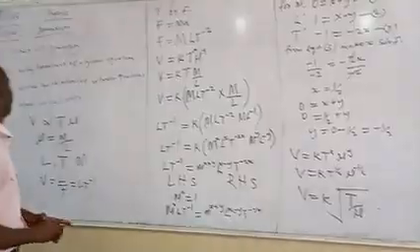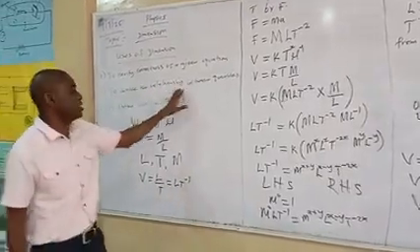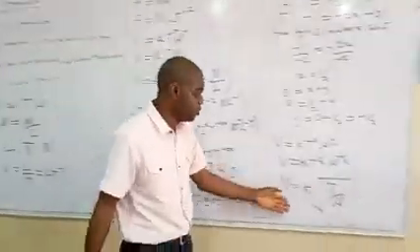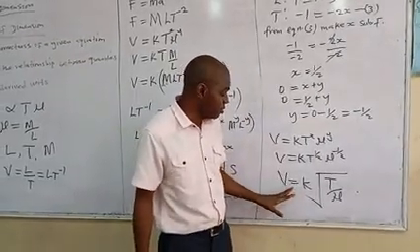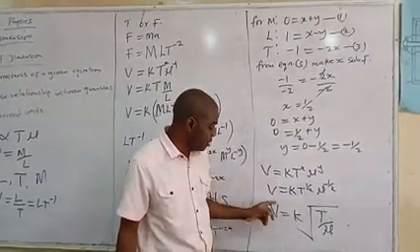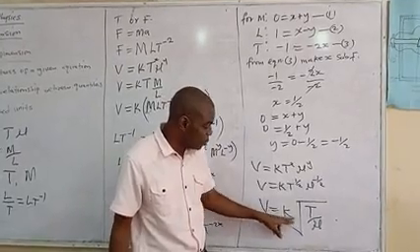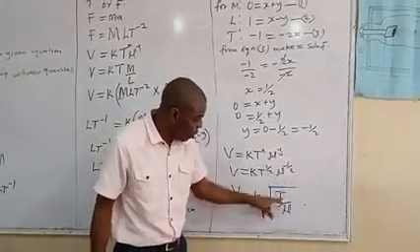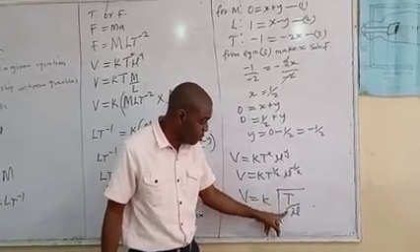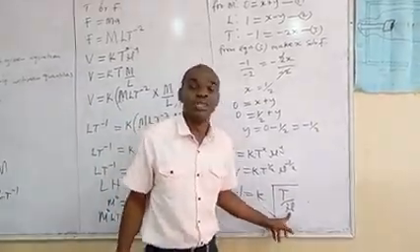Thank you, viewers, for deriving this relationship between these quantities with me. So it means the relationship states that velocity is equal to what? The square root of the tension divided by the mass per unit length.